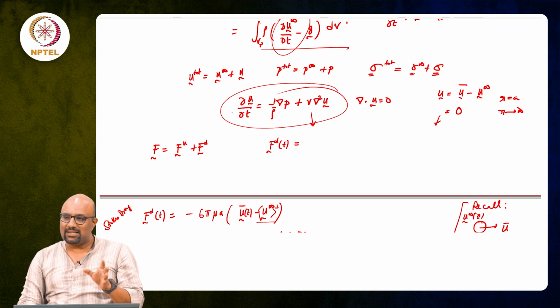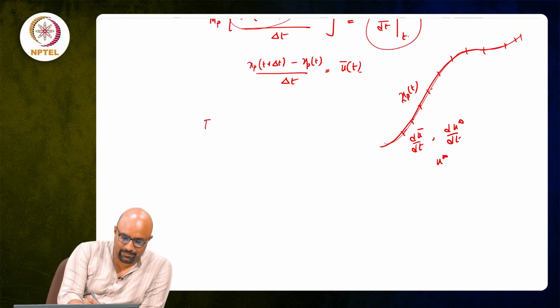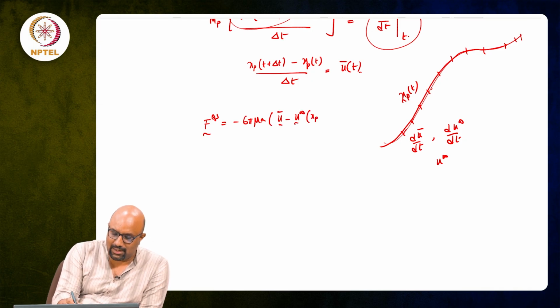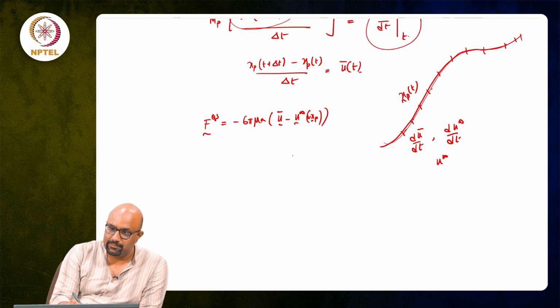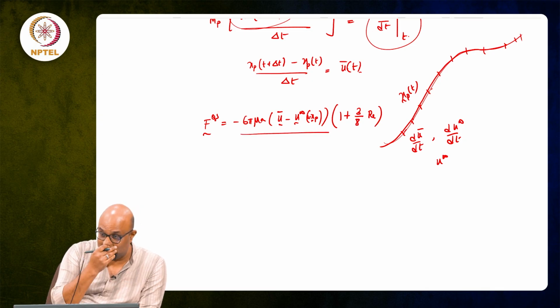Now you have already had some experience in trying to understand what finite Reynolds number does. The one thing which you know is that the moment you introduce Reynolds, the quasi-steady Stokes drag is going to change from minus 6 pi mu a (u bar minus u infinity at x equals xp) into 1 plus 3/8 Reynolds. This is the quasi-steady Stokes drag, and this is now the correction due to Reynolds.